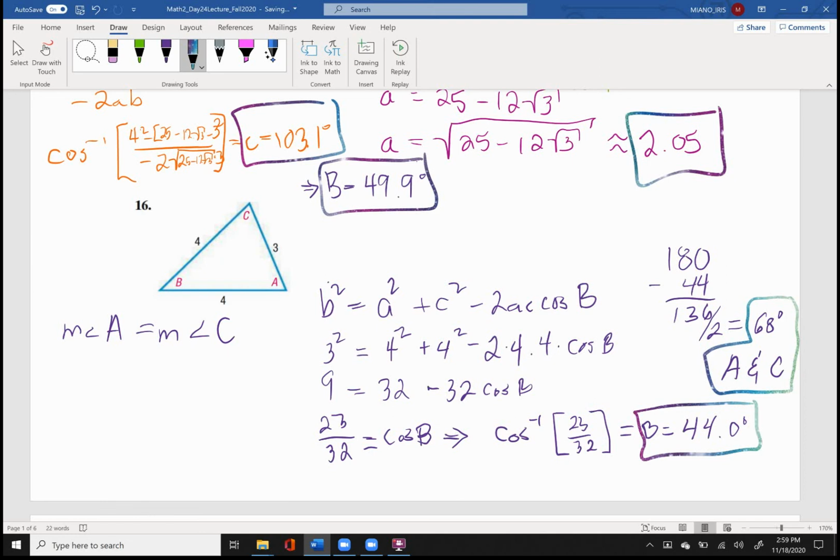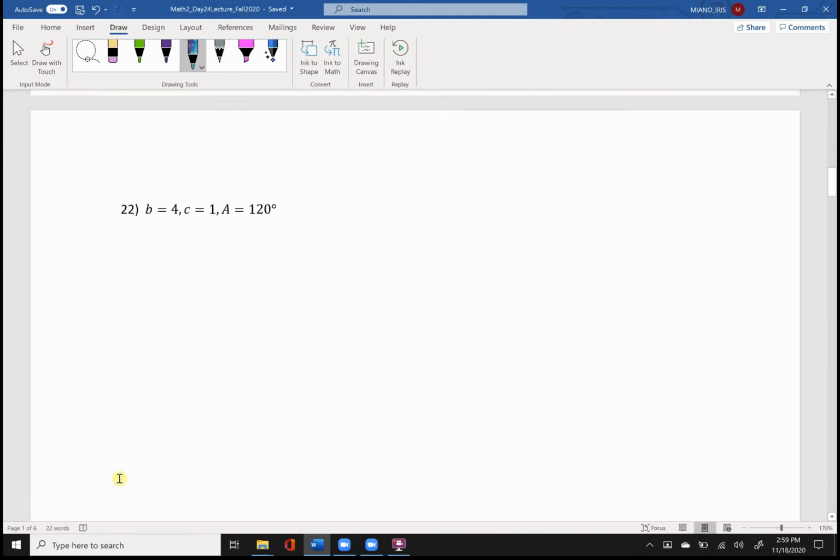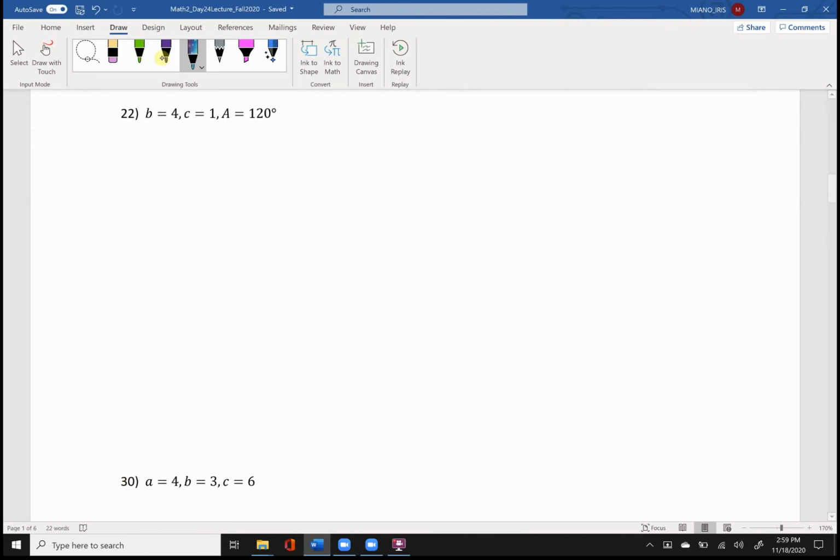That is that. Okay, so this is all well and good when you have a picture at your disposal as far as figuring out who is where and what to do. What happens if you don't have a picture? Well, you just draw yourself one. It's no big whoop. Like so. Let's say you are given this information: side lengths B and C are 4 and 1 respectively, and you have a measure A that's included of 120 degrees.